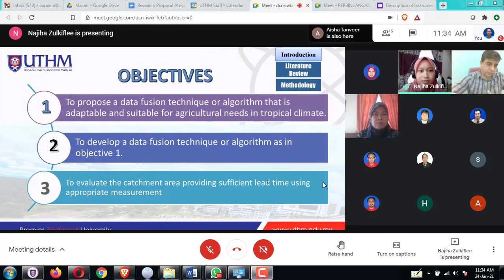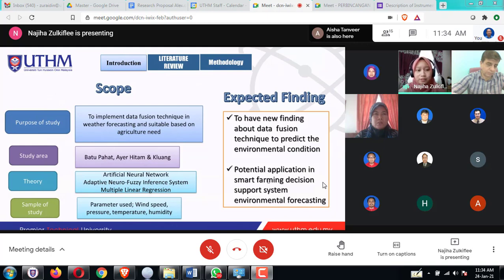Next is the scope. The purpose of the study is to implement data fusion technique in weather forecast based on agriculture need. The study area covered in this study is Batu Pahat, Ayer Itam, and Kluang. The theory that will be used in this study is artificial neural network, adaptive neuro-fuzzy inference system, and multiple linear regression. The sample of the study is the parameter used, which is wind speed, pressure, temperature, and humidity.